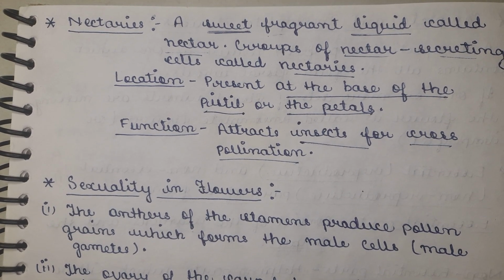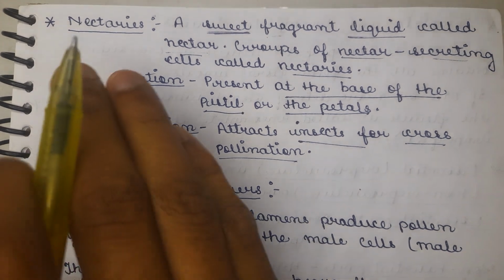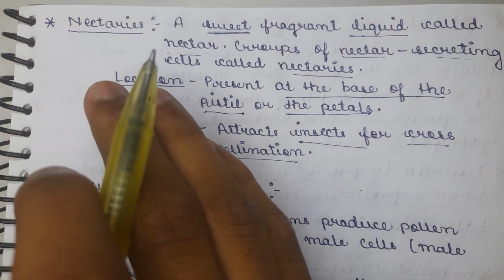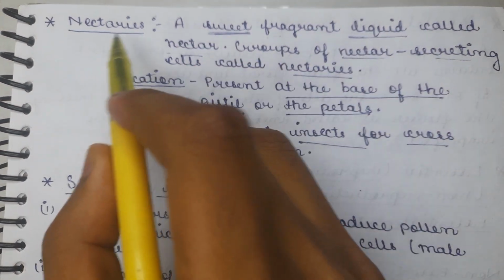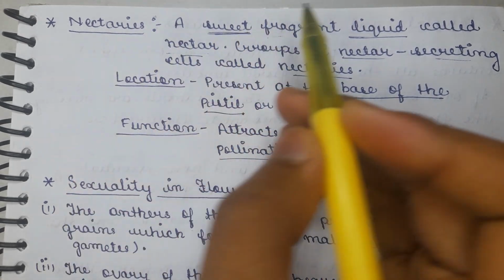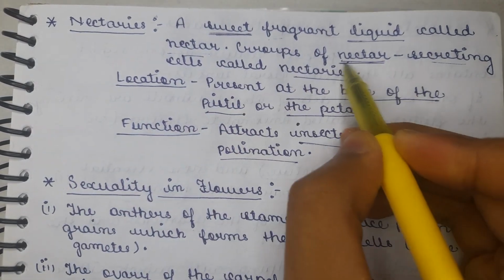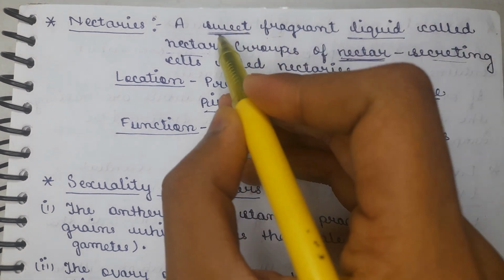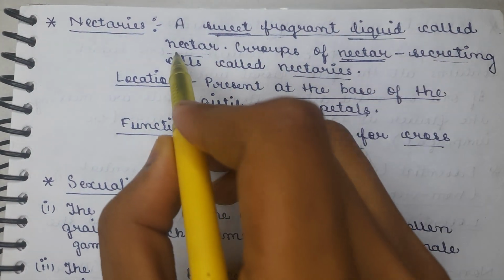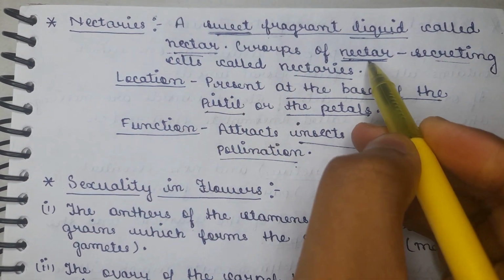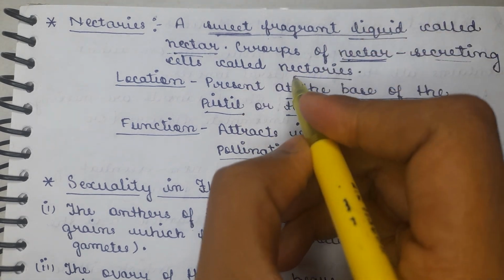Before starting this topic, we need to understand about the nectaries, which are basically the cells present inside the flowers, and what their functions are. Basically, these nectaries are a group of cells that secrete nectar. Here, the term nectar refers to the sweet, fragrant liquid, and the group of these nectar-secreting cells are called the nectaries.